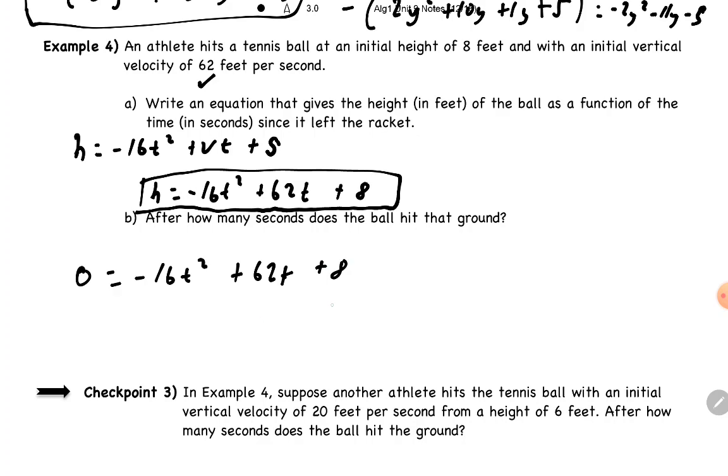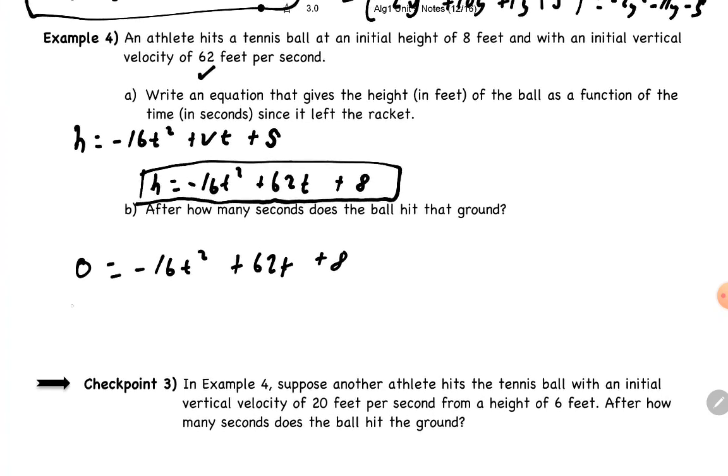Okay, now these are some big numbers. We have to find factors of A, factors of C, and it's going to get very time consuming. But notice they all share something. They're all multiples of 2. So I'm going to factor out a negative 2, because one, I don't like my a value when it's negative. So I'll have negative 2 times 8t squared, so 16 divided by 2, that's where that comes from. And this is going to be minus 31t minus 4.